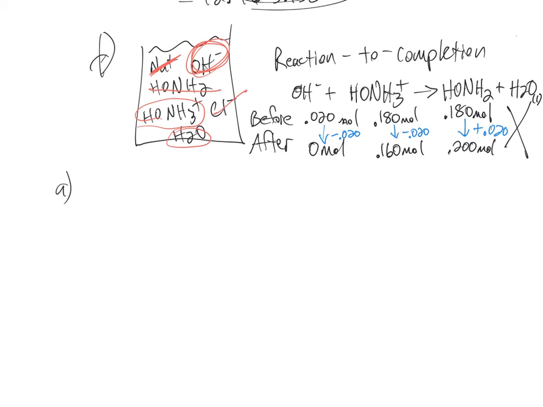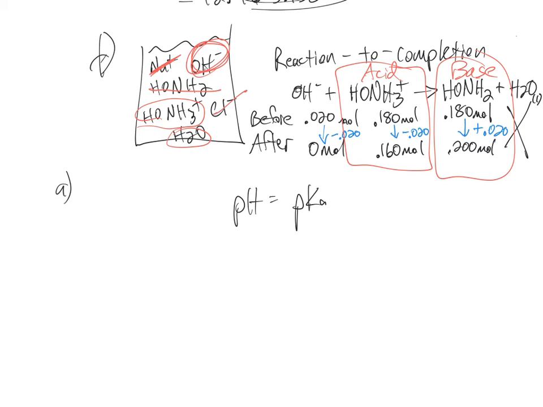And at the end of this reaction to completion, we have the conjugate acid of a weak base and a weak base. So long as there's at least some of an acid and a base species left after the reaction to completion, we can use the handy Henderson-Hasselbalch equation.